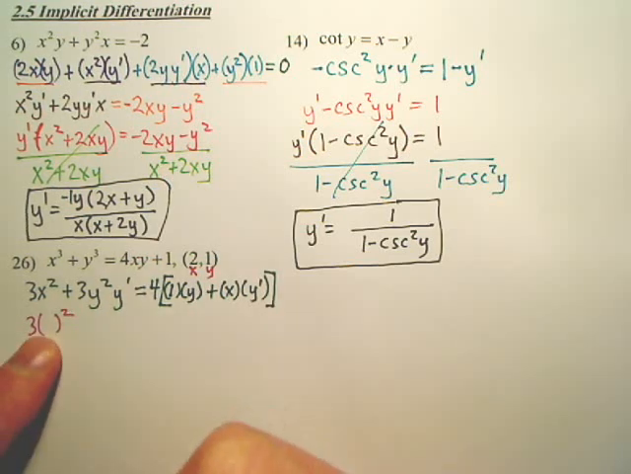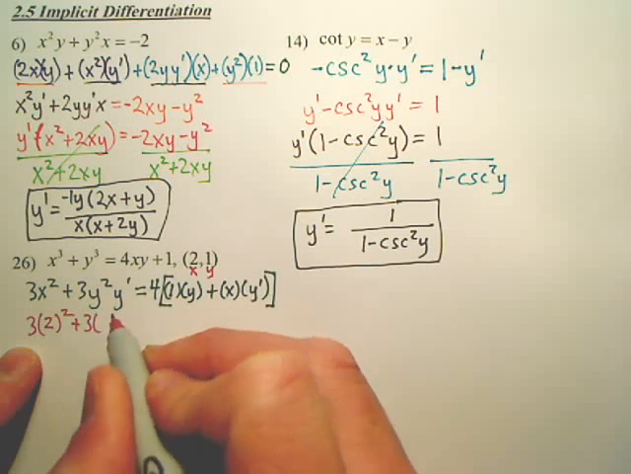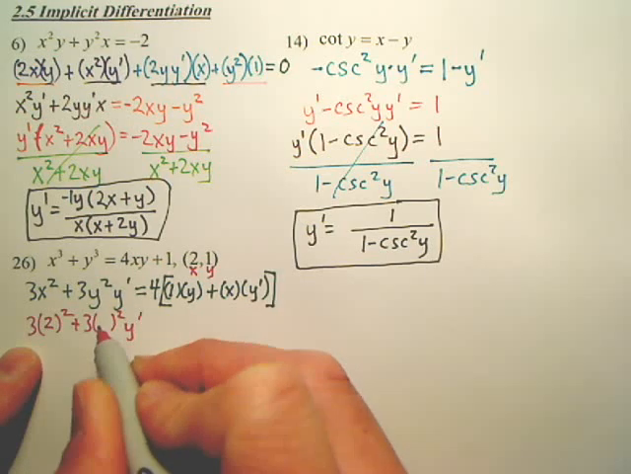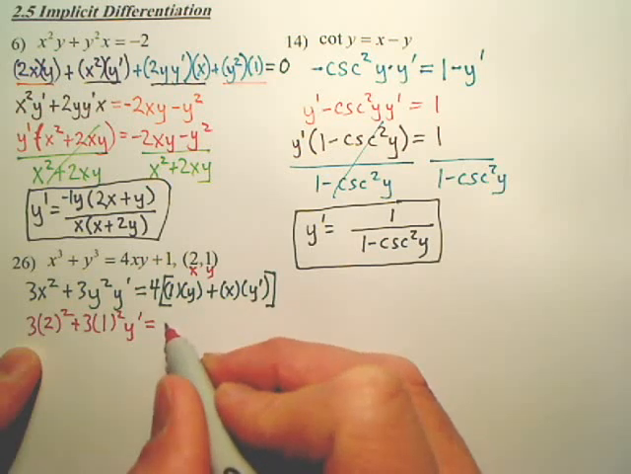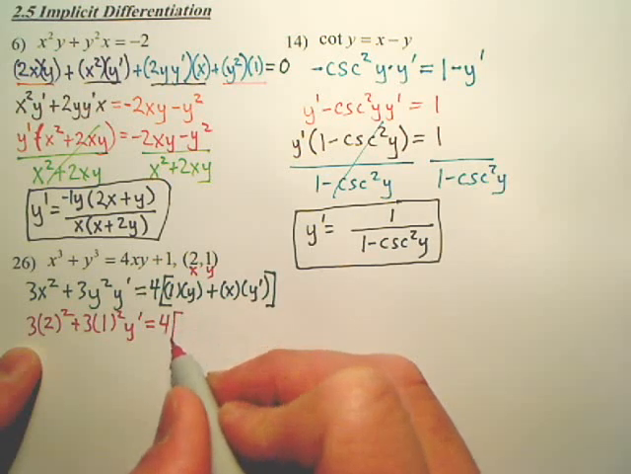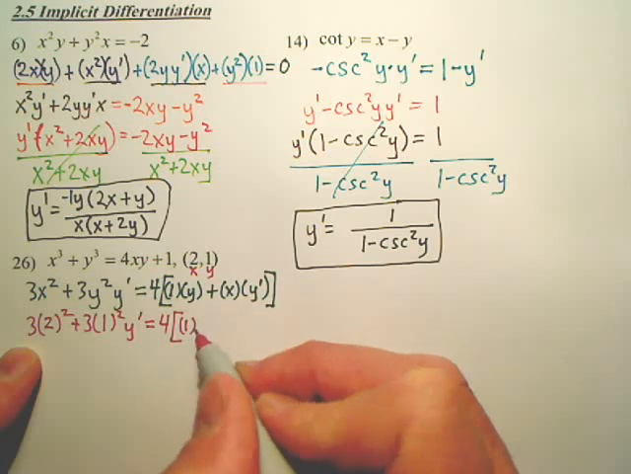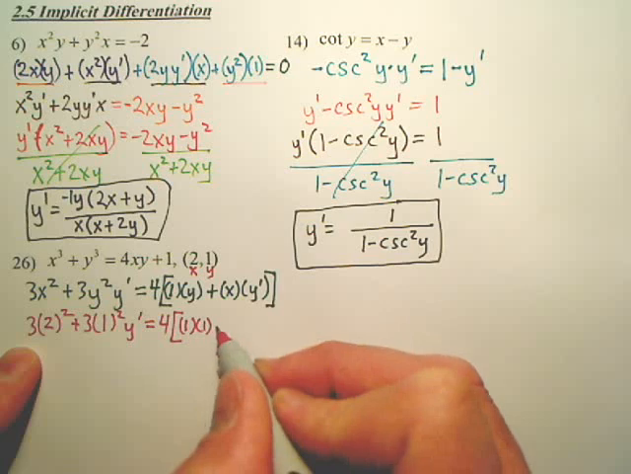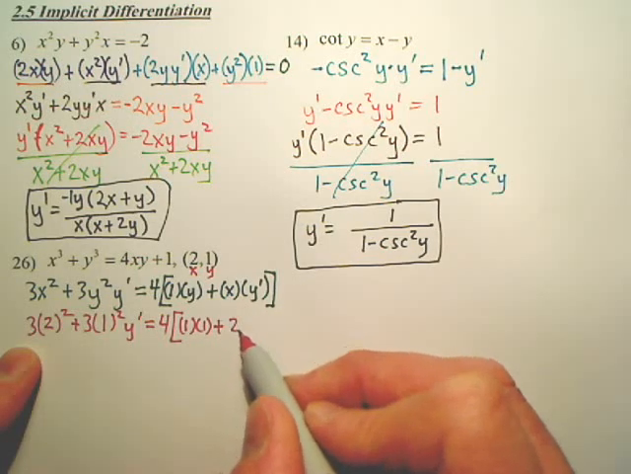What's going to go in there? 2. What's going to go in there? 1. That's just y. So y is 1. I'll put 1 times 1 just to have it. You don't have to. And then x was 2.